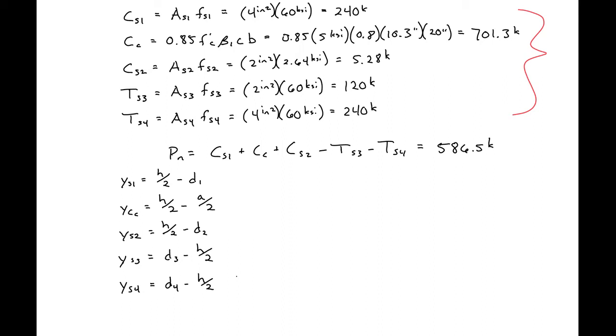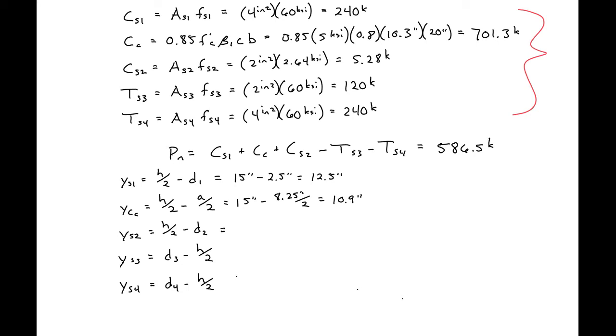So first, we'll find the lever arm to our top steel. H over 2, 15 inches, minus 2.5 inches is 12.5 inches. So our lever arm 1. Next, the lever arm to the center of our compression block. So 15 inches minus our A over 2, so 8.25 over 2, is going to give us a lever arm of 10.9.